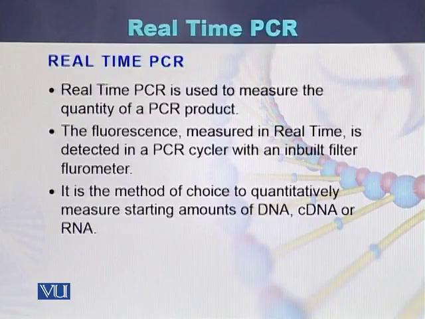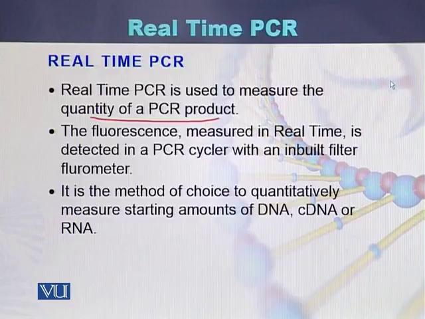Real-time PCR is used to measure the quantity of a PCR product. The fluorescence is measured in real time and is detected in a PCR cycler with an inbuilt filter fluorometer. So there is a fluorometer present in the PCR cycler. With the help of that fluorometer, fluorescence is measured.